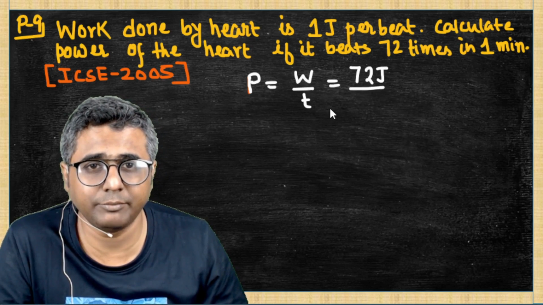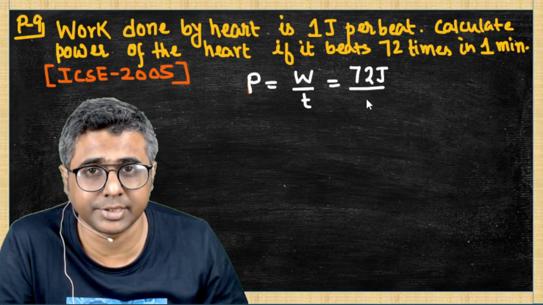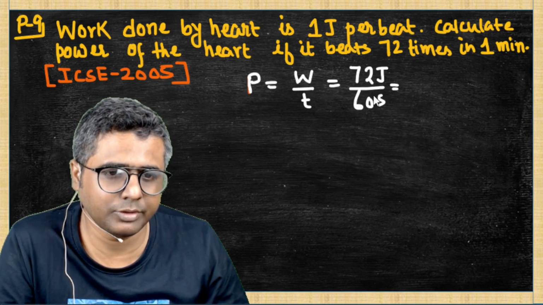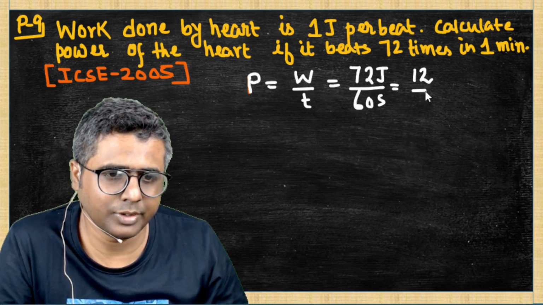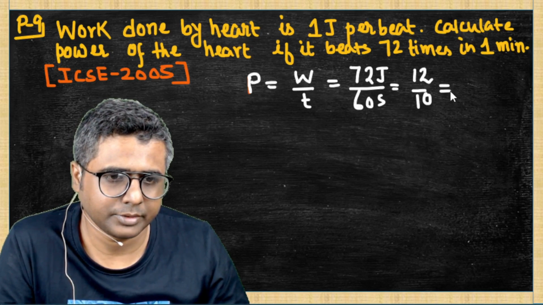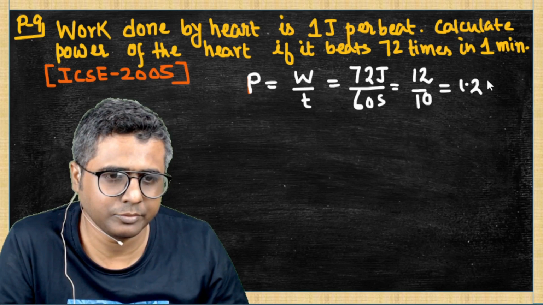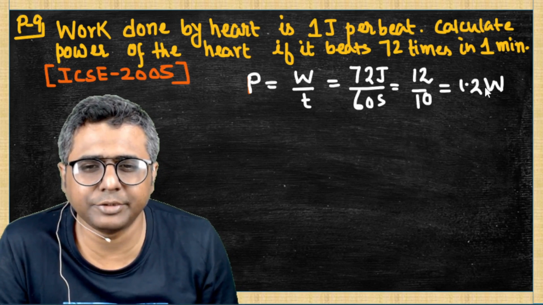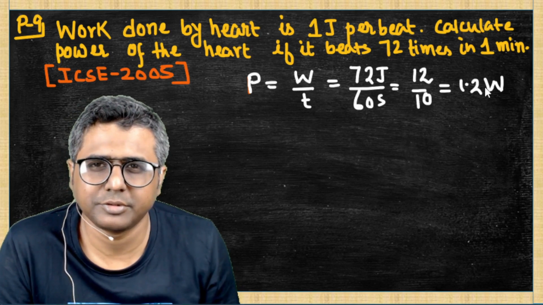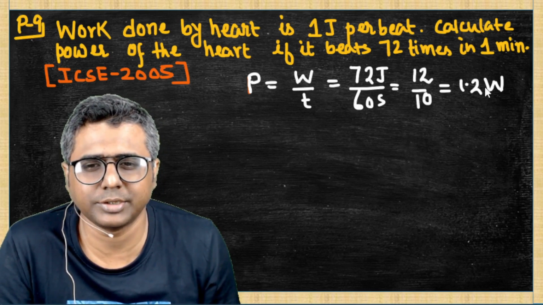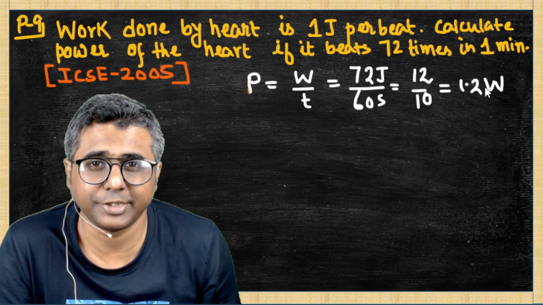And what is the total time? Not 1, right? 60, because it has to be in SI unit. So this will come out to be 12 by 10, that is 1.2 watt. Just a one line question, looks tough, but it is just a one line question if I apply the formulas correctly. Okay, so let's proceed to the next one.